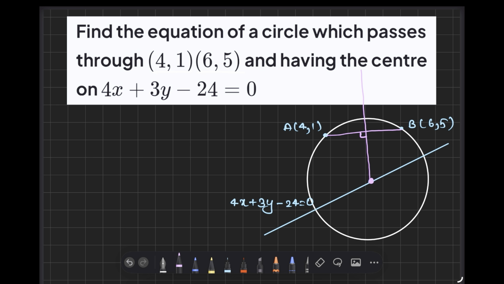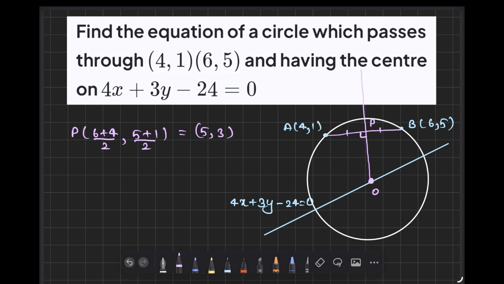What we will do is try to find the equation of this line. Suppose it is O, suppose it is P, and this chord will be bisected as well. So first, try to find the coordinates of P. As it is bisected, we will apply the midpoint theorem. What is that? 6 plus 4 by 2, and then 5 plus 1 by 2. So we got 5 comma 3. Correct? So we got our midpoint P.